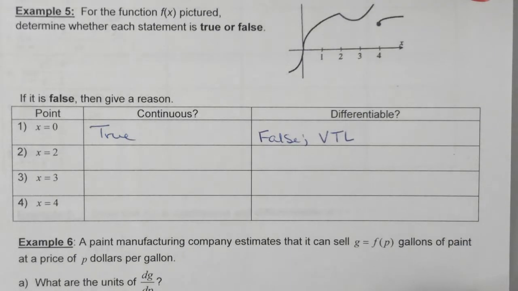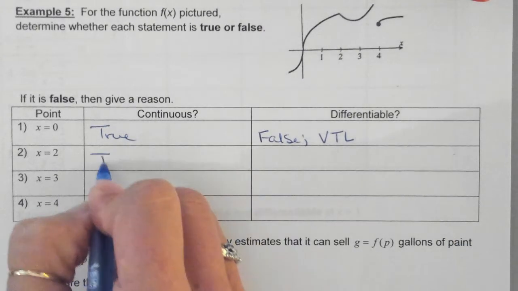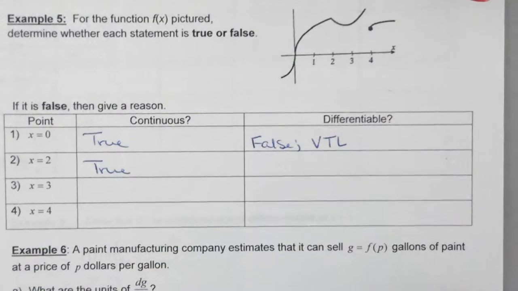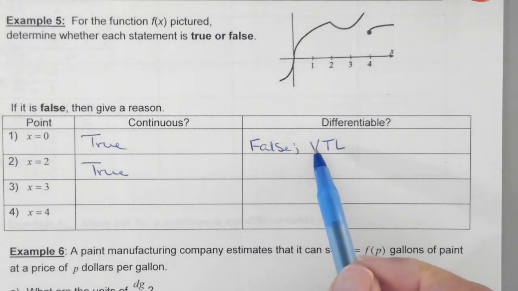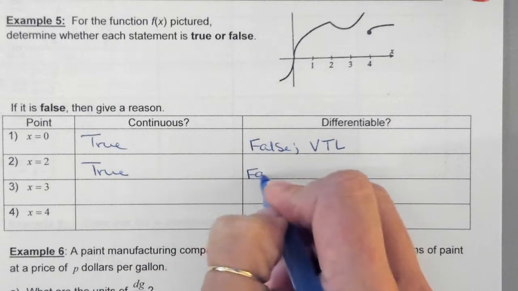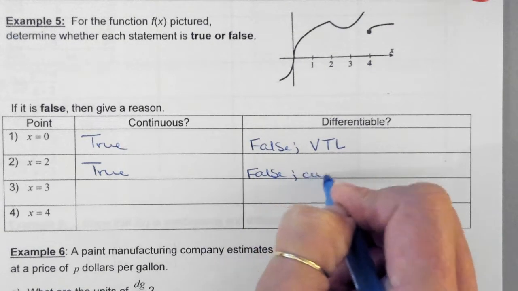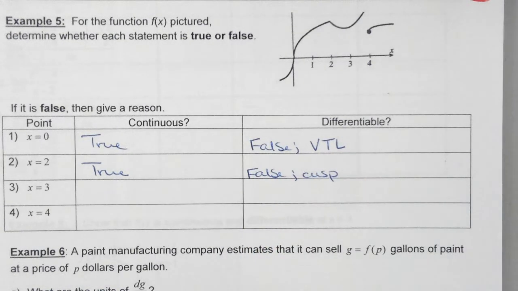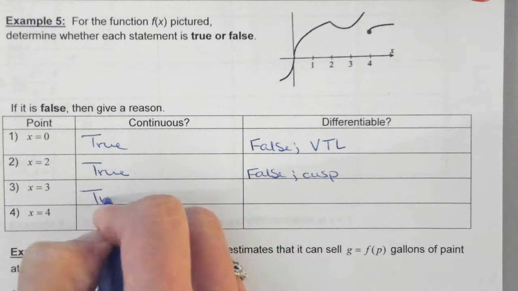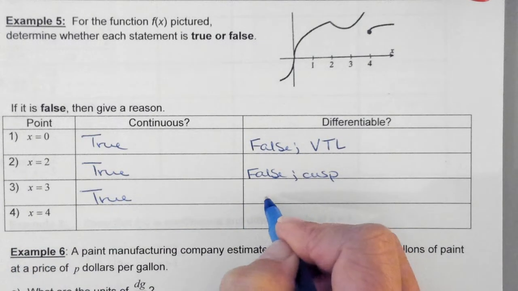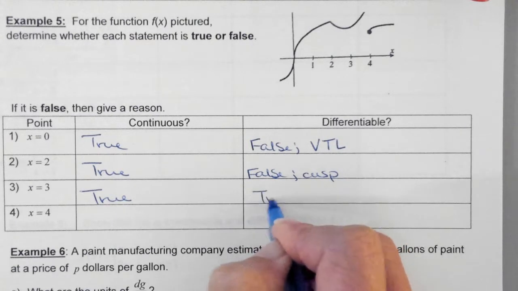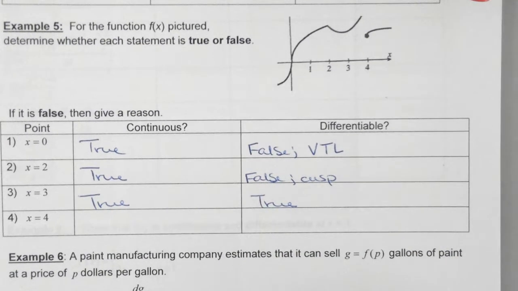All right, let's take a look at x equals 2. Continuous, yes or no? Yes, true. Differentiable. Why? Absolutely. We have a cusp. X equals 3. Continuous? True. Differentiable? True.